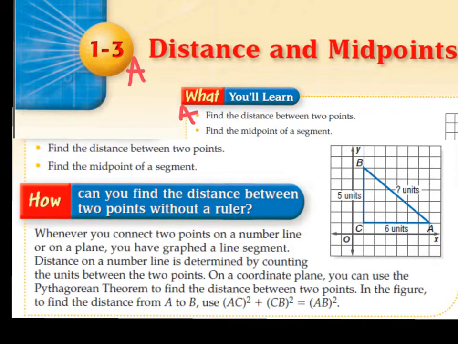Whenever you connect 2 points on a number line or on a plane, you have graphed a line segment. Distance on a number line is determined by counting the units between the 2 points. On a coordinate plane, you can use our friend the Pythagorean theorem to find the distance between the 2 points. In the figure, to find the distance from A to B, we're going to do A squared plus B squared equals C squared.